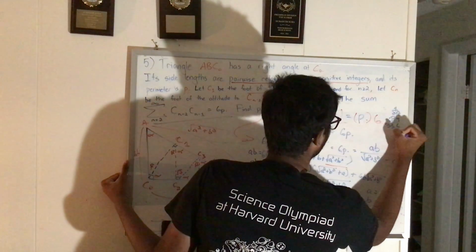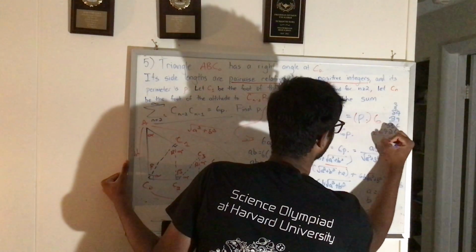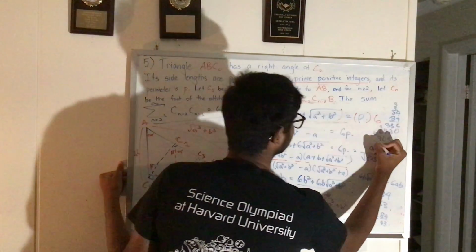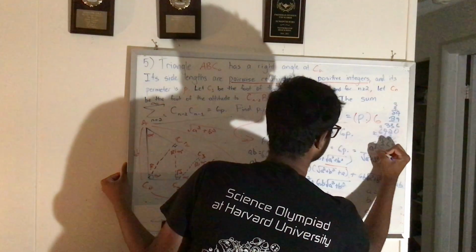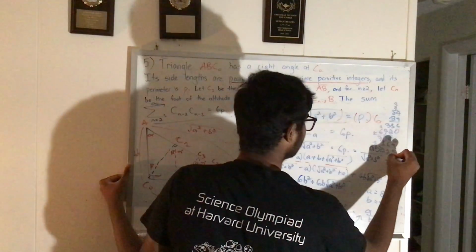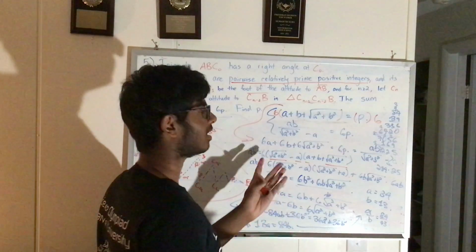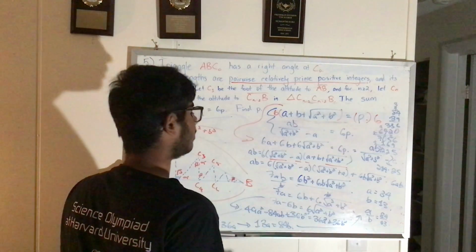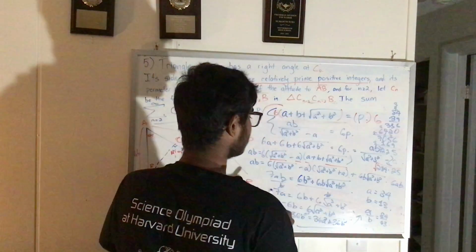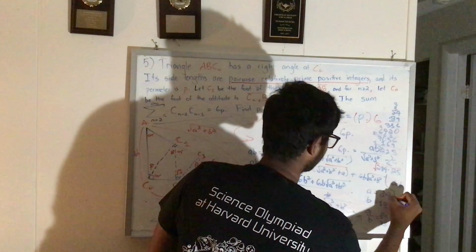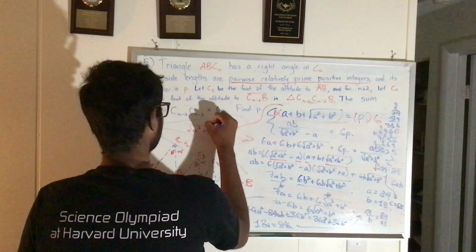So 84 whole squared is 7,056, and then add on 13 squared, and that would give us 7,225. And this factors into 289 times 25. If you don't take my word for it, you can divide it out yourself. That's what it comes out to. And if you took the square root of all of that, that would give us 17 times 5. So you have your hypotenuse. I'll just call this C, just to be safe.